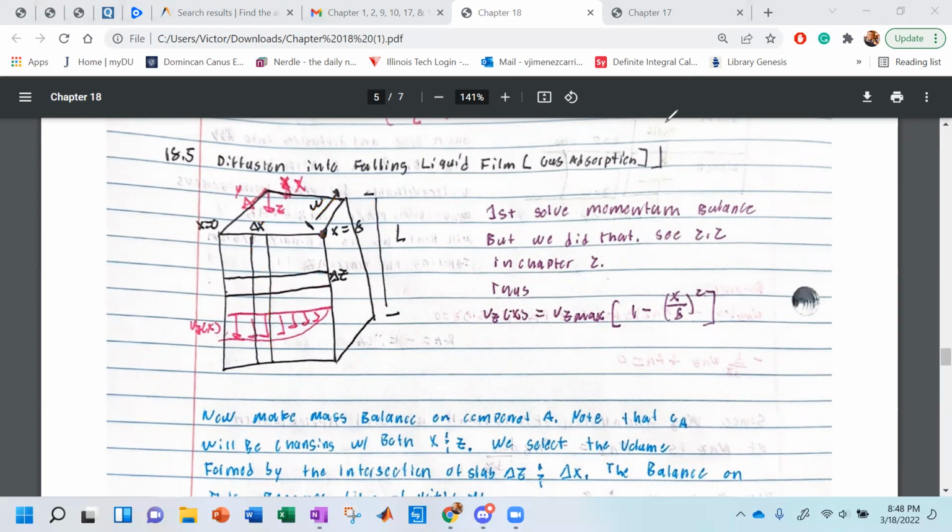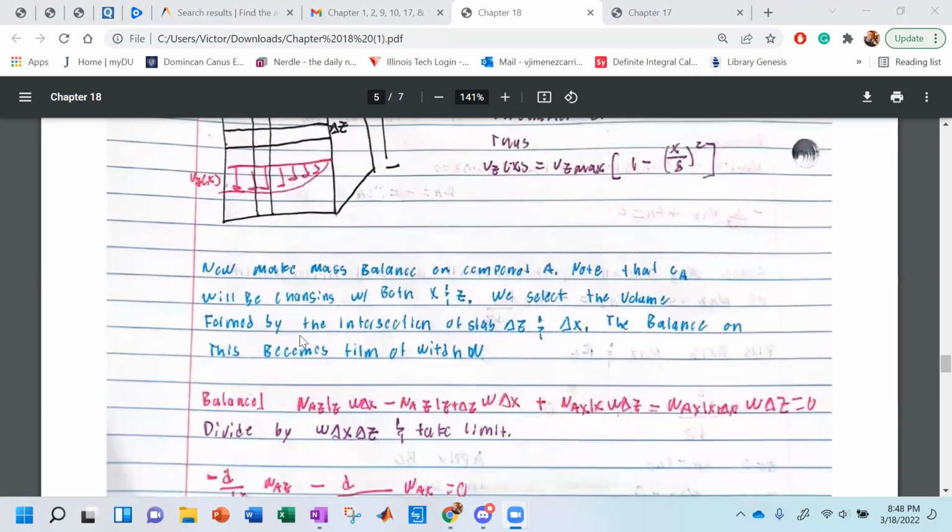To make life easy, the question says, you know what? We're just going to focus here on this specific section where we have delta x and then delta z while there's flow going downwards. This section is the shell you're going to take. So you make a mass balance on that specific shell. And I'm not exactly sure where they get this, but if you ever have something like this, I just copy what the book says.